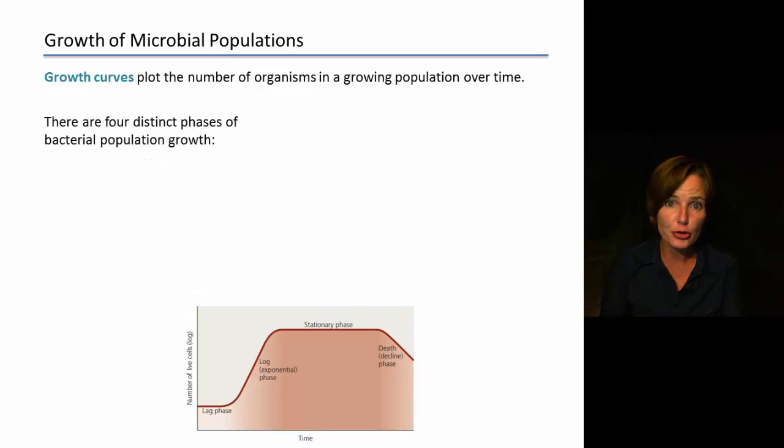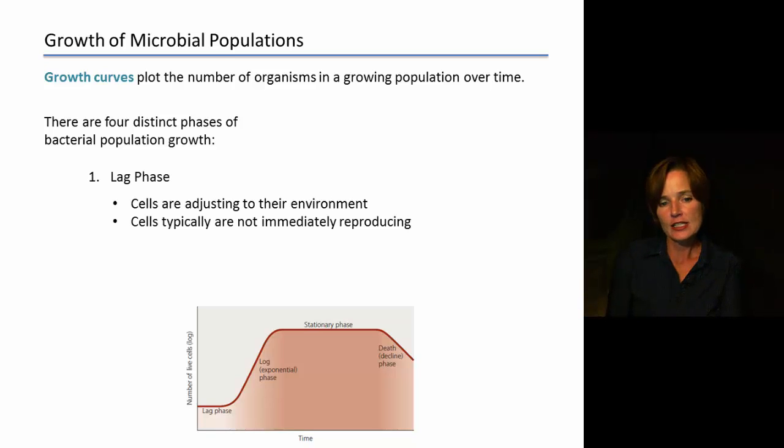If we look at a bacterial growth curve, typically we can distinguish 4 distinct phases, and we can see all 4 of those phases in this graph at the bottom of the slide. In the very first phase, we do not have real growth happening. This phase is called the lag phase.